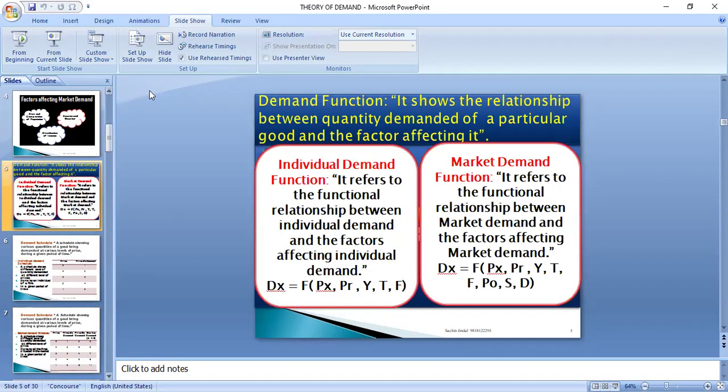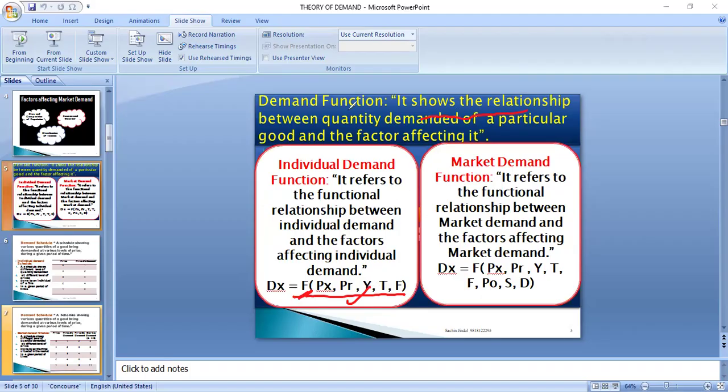But now in the demand function, we need to understand that the demand function represents DX, demand of commodity X, equals a function of PX, PR, Y, T, F. So when these factors change, like the price of the commodity, the price of a related good, that is the price of a substitute or complementary good, the income of the consumer, taste and preference, future expectation, because of this the demand of a commodity is affected. So the demand function is a function of these factors.